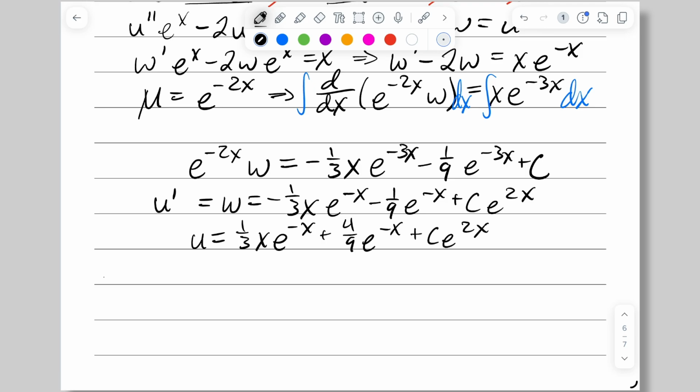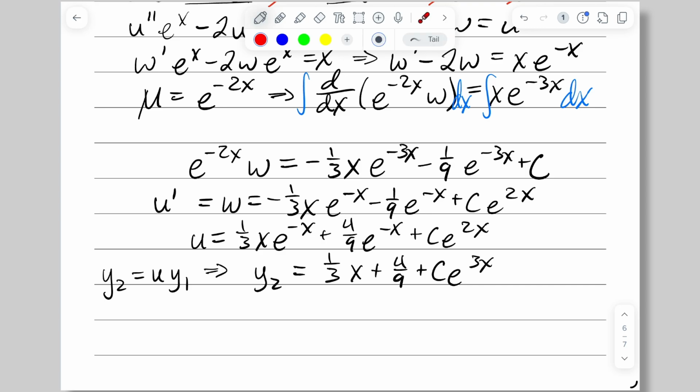Now remember, we originally said that y2 is equal to u times y1. So we might say that y2 is equal to, remember y1 was e to the x, right? That's what made everything so easy to begin with. y2 is equal to 1/3 x plus 4/9 plus c e to the 3x.